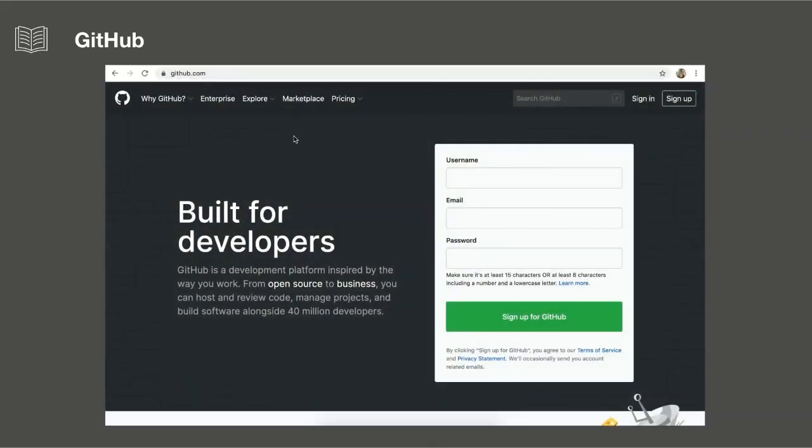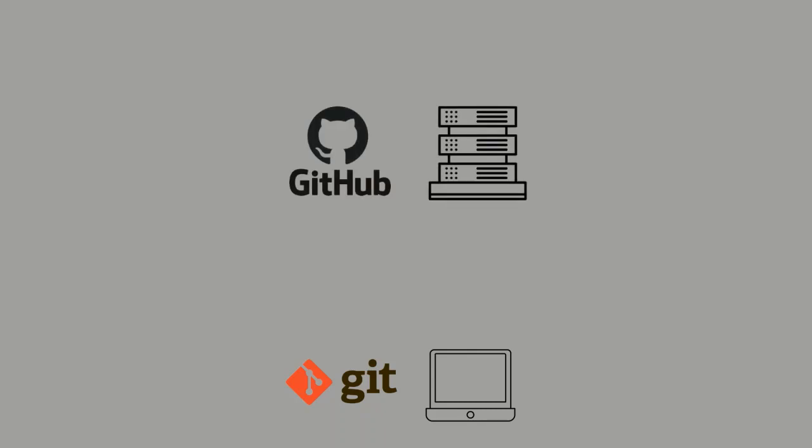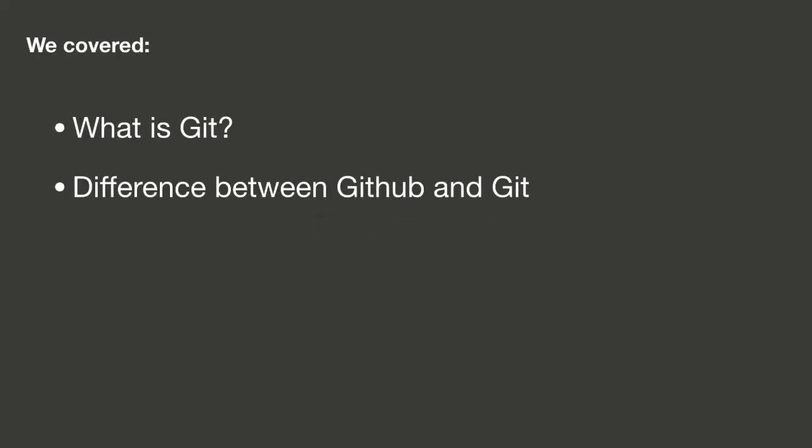So if we visit github.com, we can see that you can sign up to make an account on GitHub, and then you can host your projects that use Git on GitHub. So that's the difference between Git and GitHub. We will talk more about GitHub in a later section in the course, but for now we're going to focus on Git. So to quickly overview, in this lesson we covered what is Git and the difference between GitHub and Git. That was it for this lesson. See you at the next one.